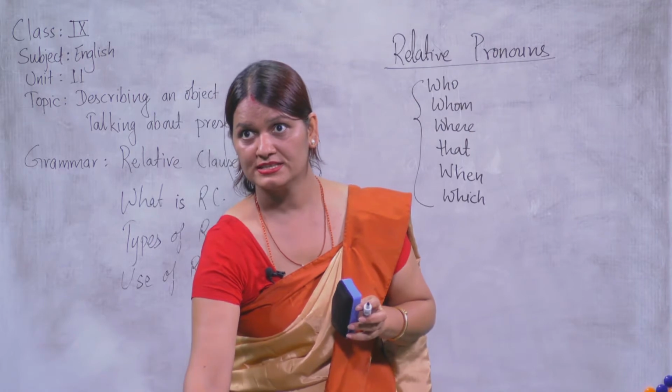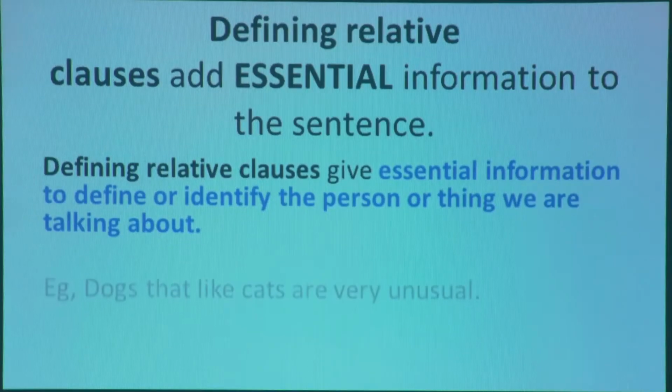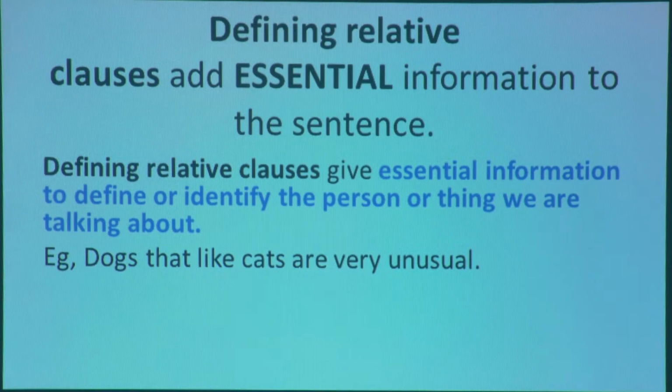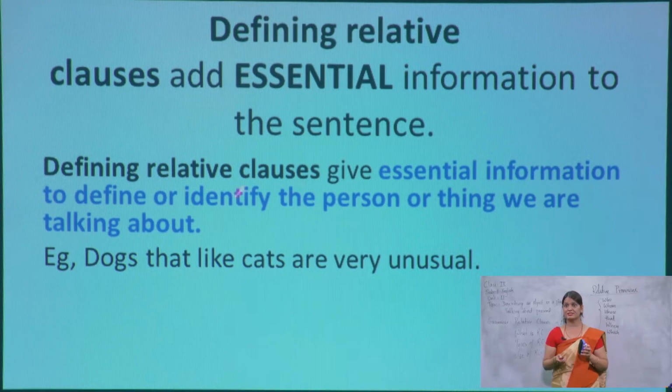So there are two different types of relative clauses, okay. They are defining relative clauses and non-defining relative clauses. You see here, defining relative clauses add essential information to the sentence. Okay, essential information, you should not forget this word.